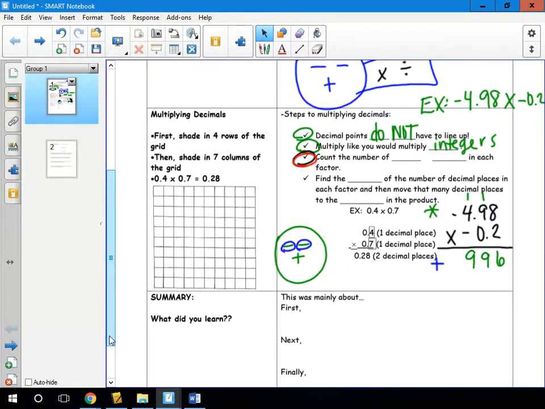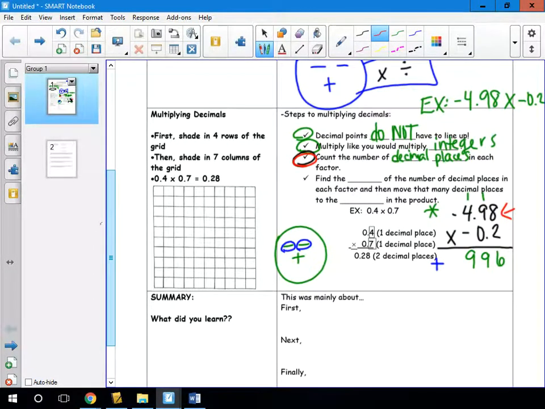After we multiply, we're going to go back and count the number of decimal places in each factor. Okay, so we're going to go to each of the numbers we multiplied and count how many decimal places they have. So for example, 4.98, how many places after the decimal there? 2. And then how many places after the decimal in the second one? There's 1. Okay, so we're going to count them.